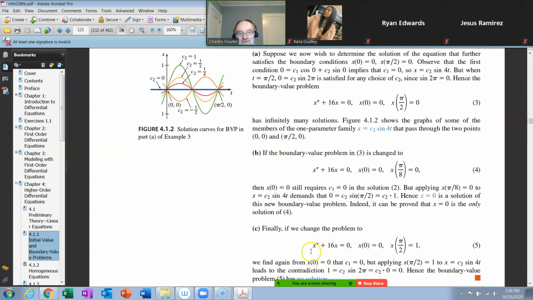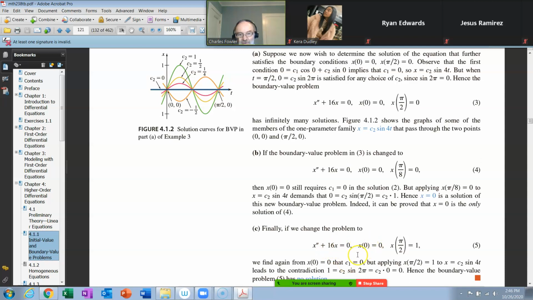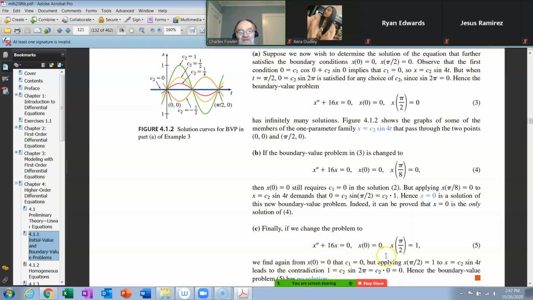Okay. Now, what if we change again? This time we have the same differential equation, and the same first boundary condition, same in all three of these, but then this next one says that x at pi halves is equal to 1. This one again produces C1 equal to 0, just like before. But then when you put in x at pi halves, that's equal to 1. So 1 is equal to C2 times the sine of 4 times pi halves. Well, that's 2 pi, and the sine of 2 pi is 0. You get 1 is equal to C2 times 0. Well, guess what? That's always 0, no matter what C2 is. So therefore, that boundary value problem has absolutely no solution.